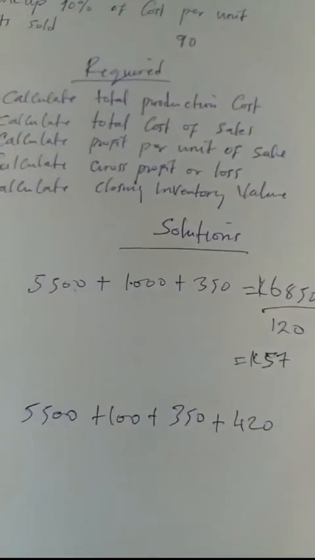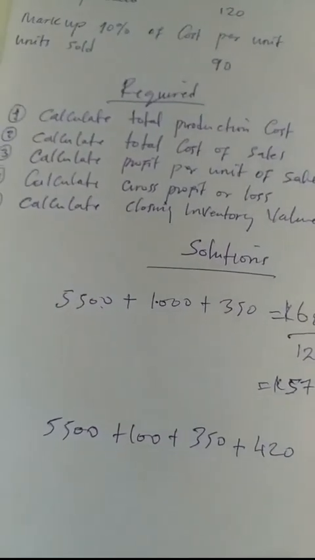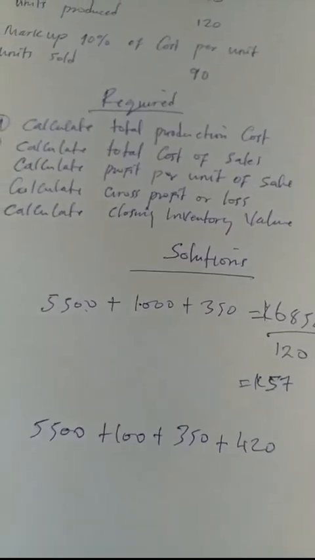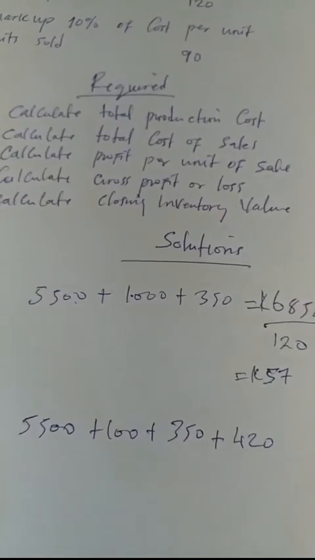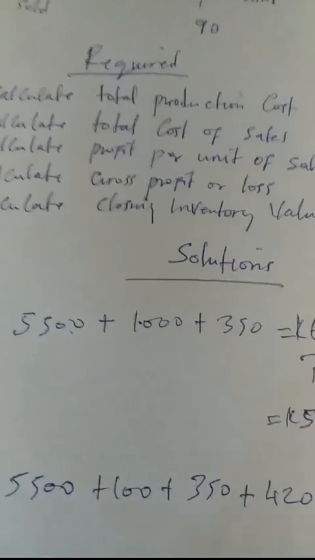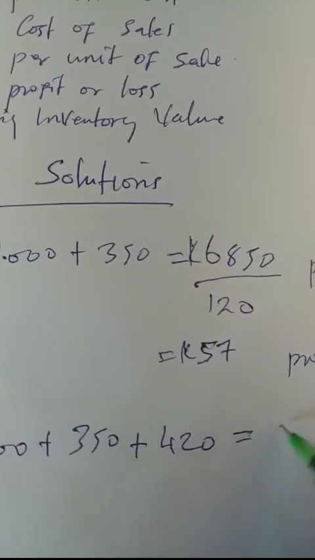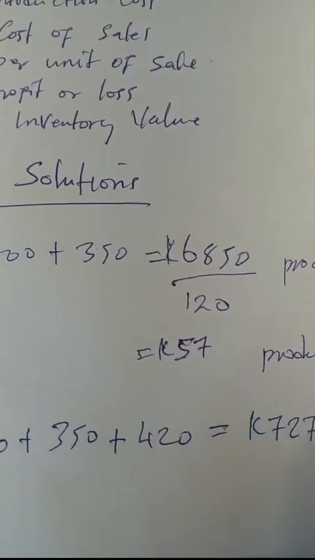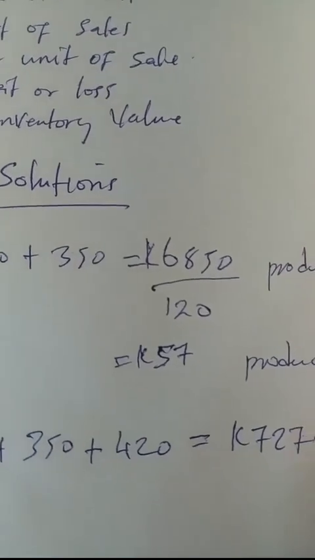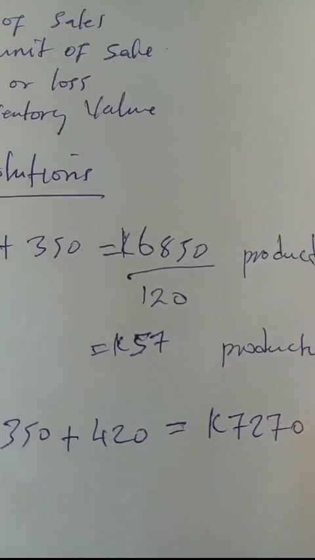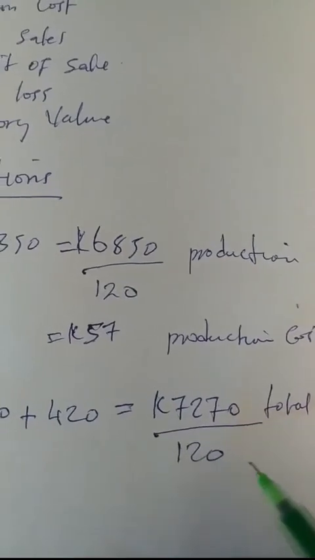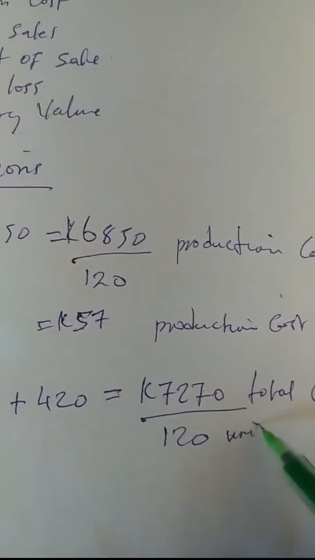So we found 6,850 at first. 6,850 plus 420 gives us 7,270. Our total will be 7,270 kwacha. This is the total cost of sales. Now, cost of sales per unit, you divide by 120, the number of units that were produced.